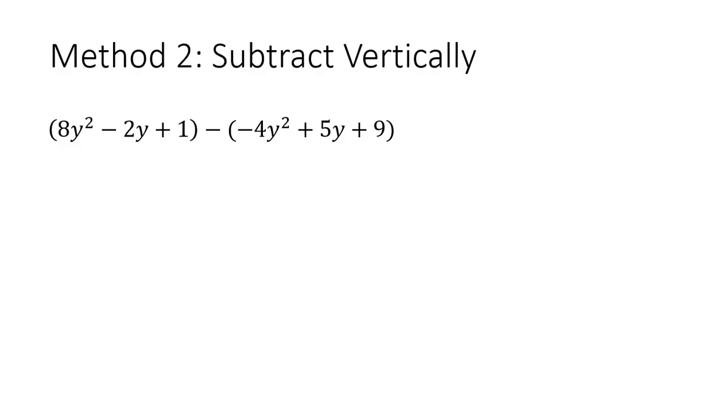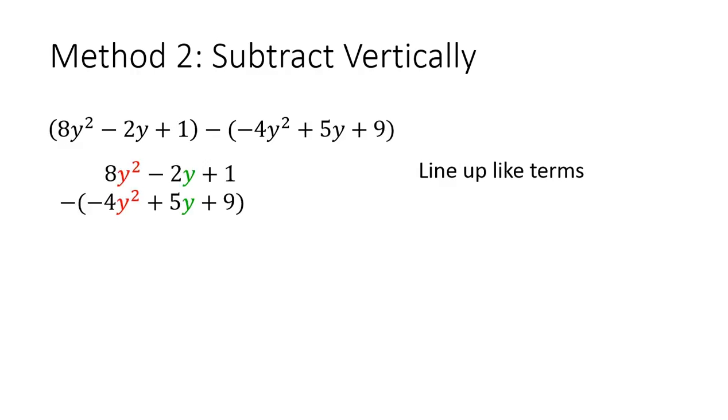All right, next I'm going to be doing the same example, only I'm going to be subtracting vertically this time, and it is given to us horizontally, so we got to change it to vertical. So the first thing we're going to do is we're going to line up like terms. So the negative 4y squared goes underneath the 8y squared. The positive 5y goes underneath the negative 2y, and the 9 goes underneath the 1. So the second polynomial goes on the bottom that's being subtracted.